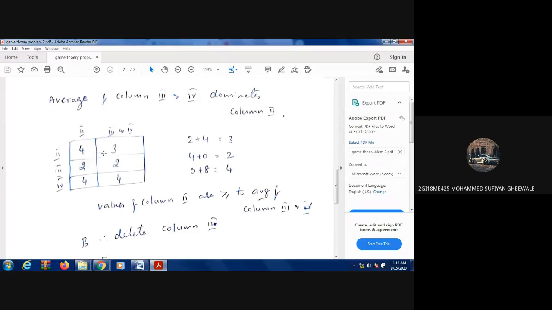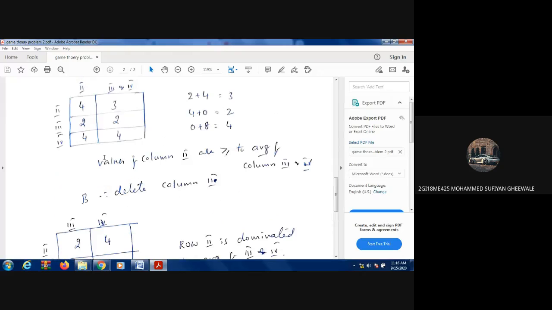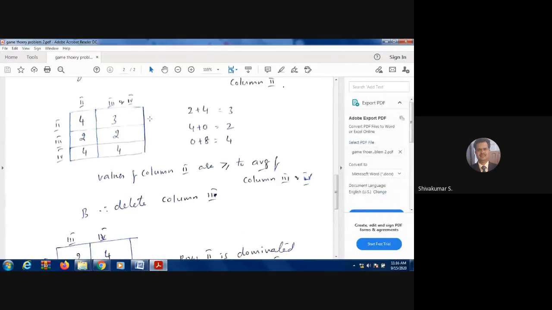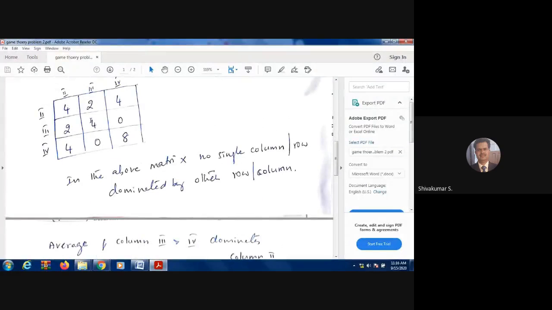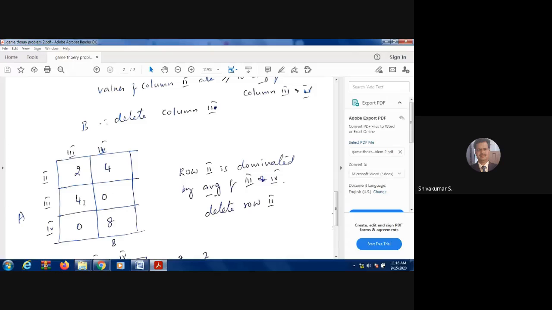But why did we only delete 3, sir? Why did we not choose 4? We're not deleting 3, we're deleting 2 only, not 3. Here, 3 and 4: 2, 4, 4, 0, 0, 8. We're not deleting 3 or 4. We are keeping 3 and 4 because there is a value. Same way you can do for rows 2 and 3 also.